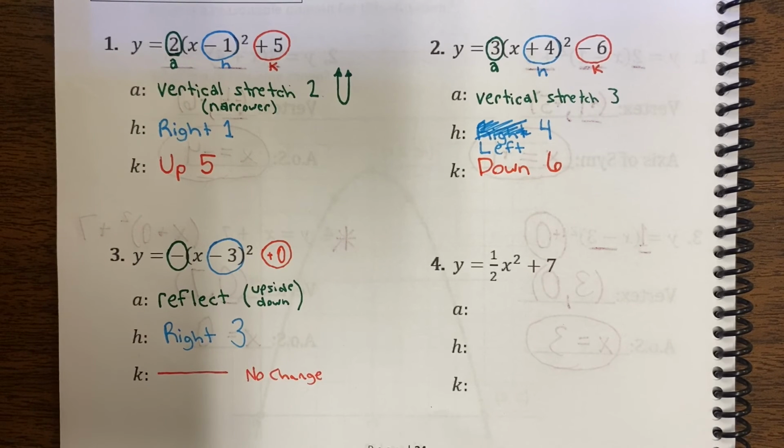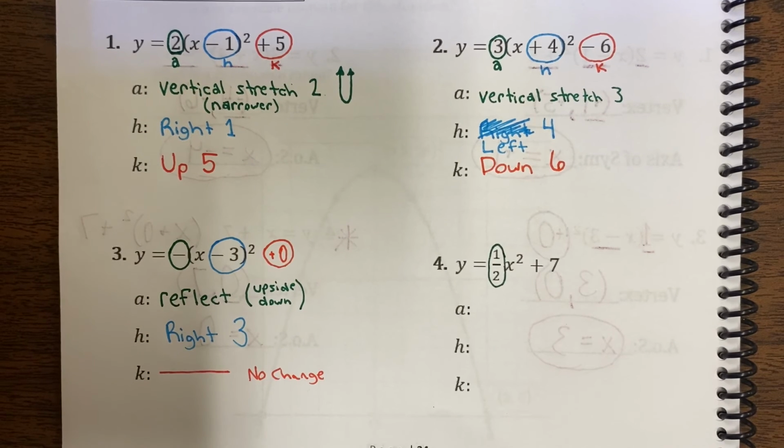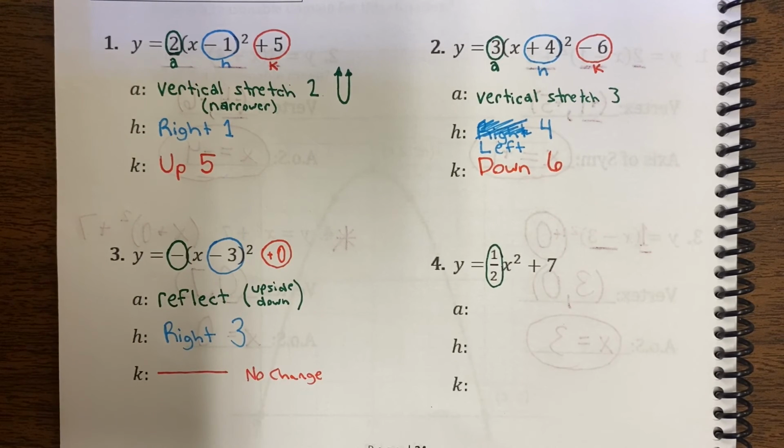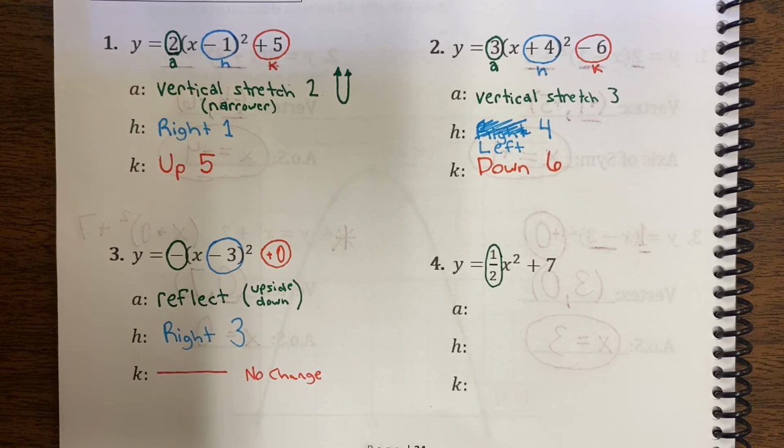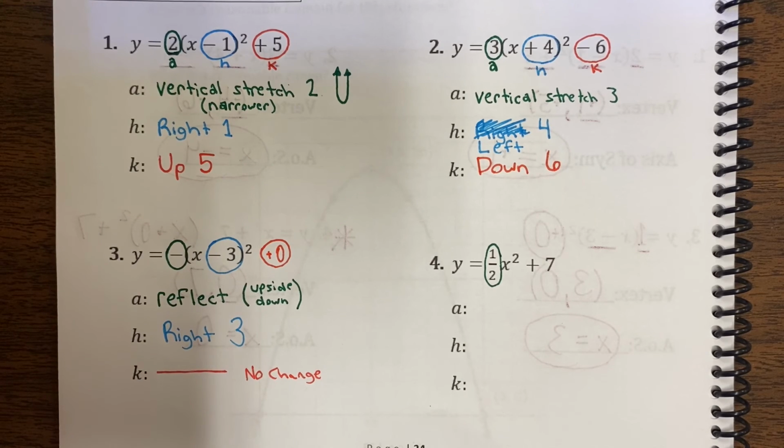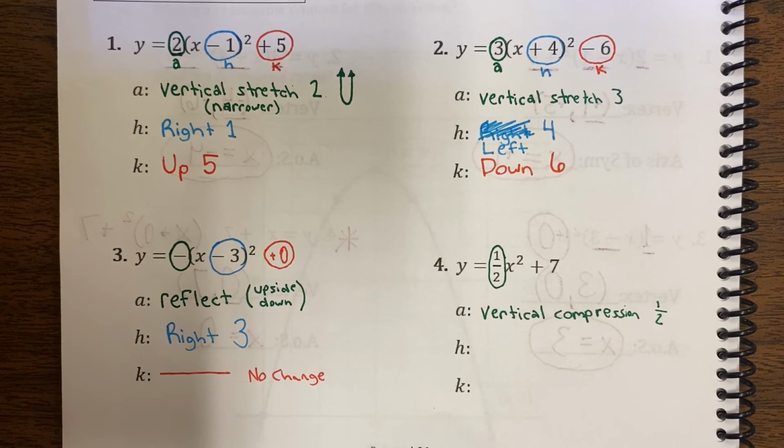And then we have example 4. My A is 1/2, and it's positive. So since it's positive, it's not going to reflect, but since it's 1/2, that means it is between 0 and 1. So we have a vertical compression of 1/2.